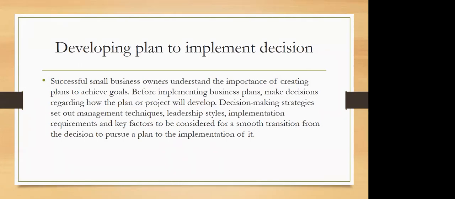So you need capital for a project. You need money. A car or a business or a company, you can't start up without it, right? So money is an important thing. We say money is capital, right? So you need capital to implement a business. So decision making strategies set out management techniques, leadership styles, implementation requirements, and key factors to be considered for a smooth transition in the plan to implement a decision. So in developing a plan, you can then implement decisions.